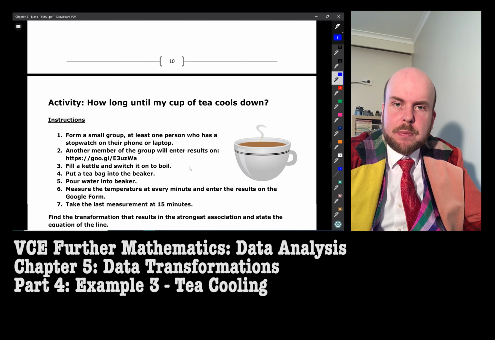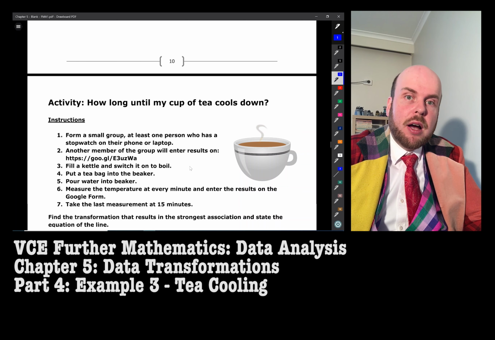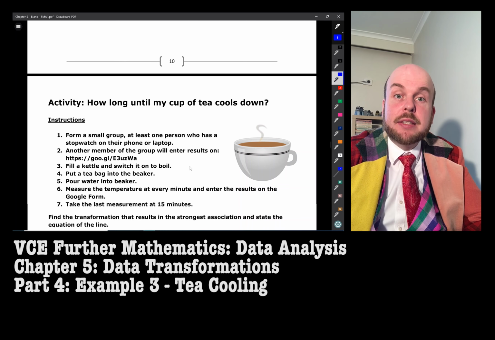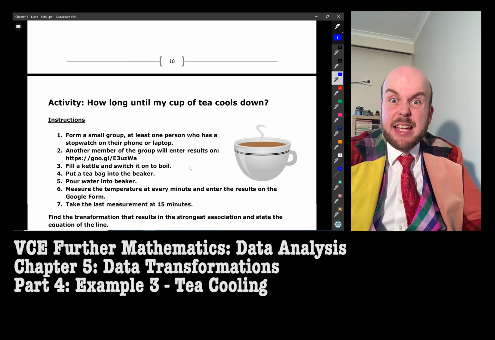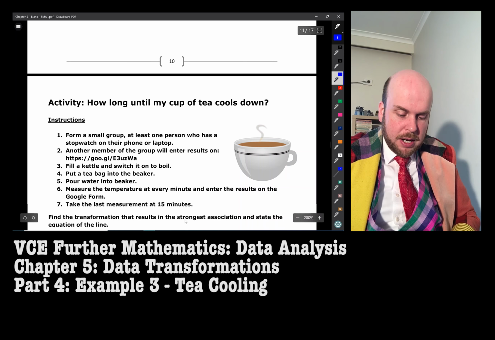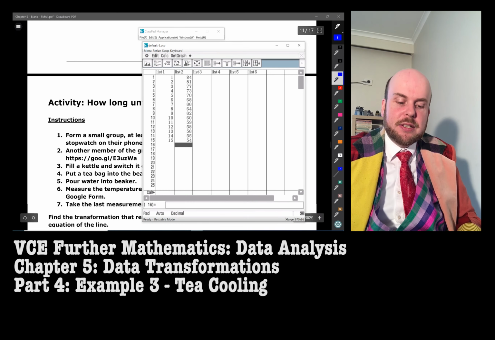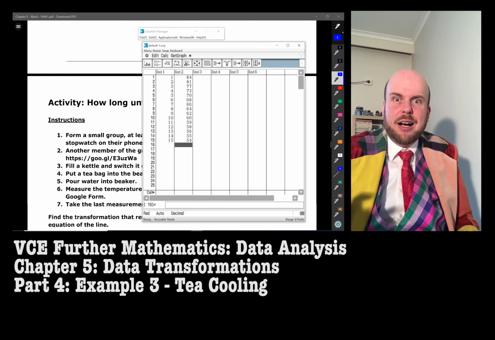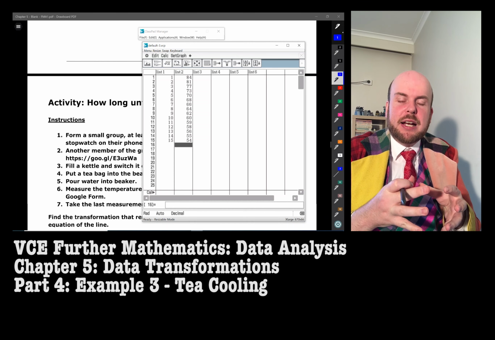So what I did is I took this to then when I was fully recovered, and we had to cover this topic in further maths. We actually got some tea, got some tea bags, and made cups of tea. And then we measured how long it would take to cool down over a period of time. I thought it would be kind of tedious to show you a cup of tea cooling down on video.